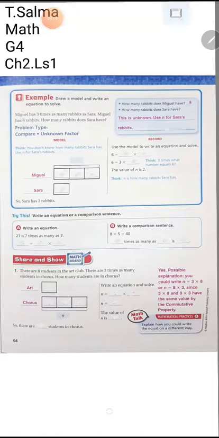Let's find it right here. In this example, on page 64, Michael has 3 times as many rabbits as Sarah. So which one has the much greater number of rabbits? I think Michael, because Michael has 3 times, that means multiply, as many rabbits as Sarah. Now Michael has 6 rabbits. So here I know the number of rabbits Michael has. How many rabbits does Sarah have?